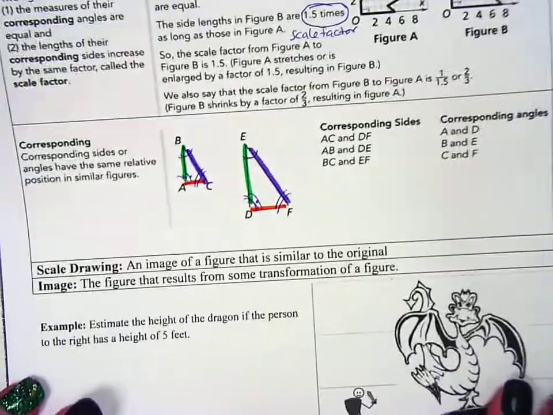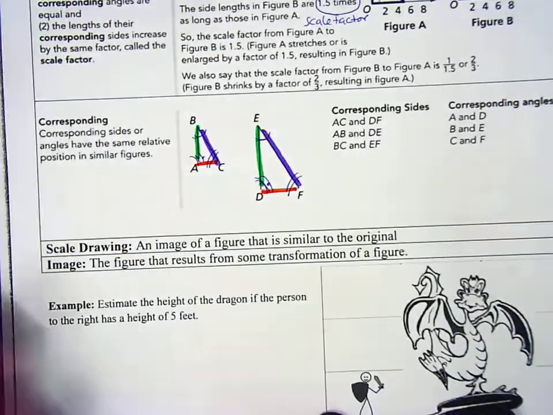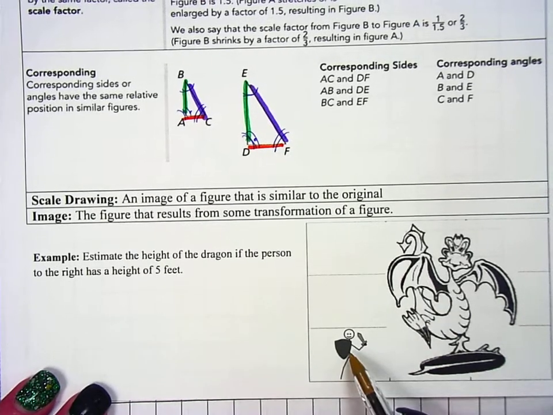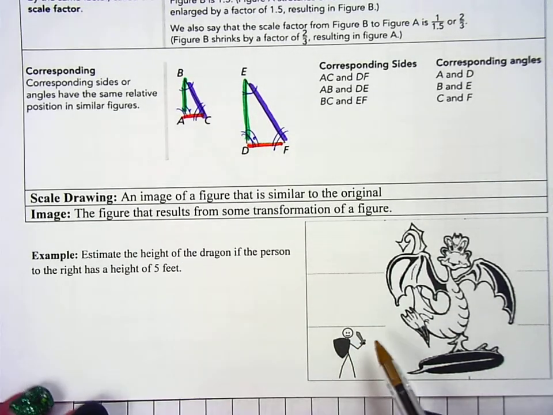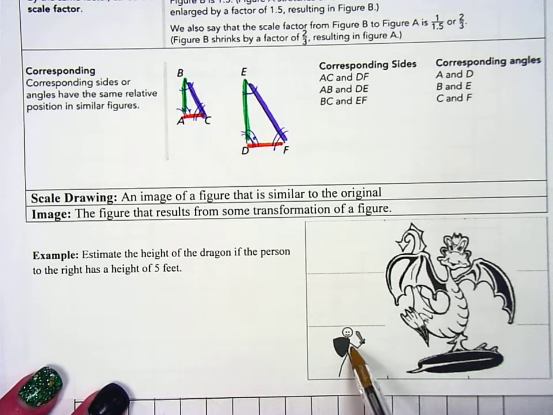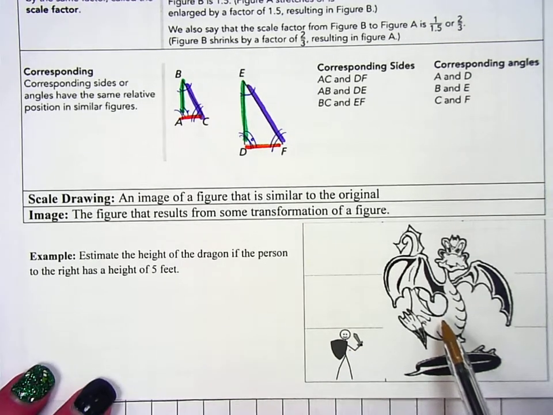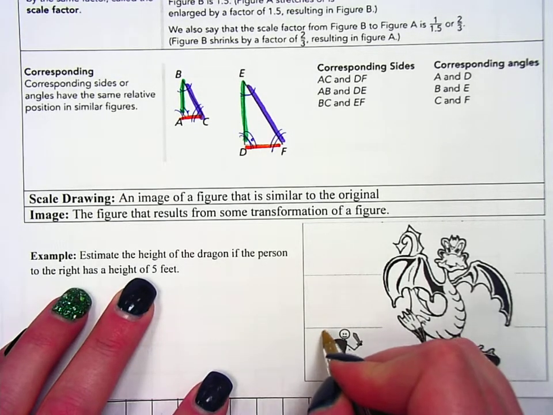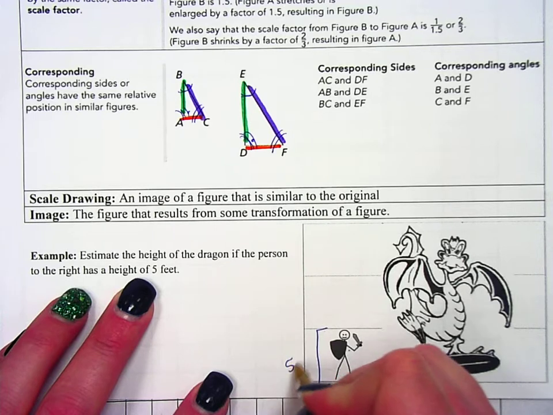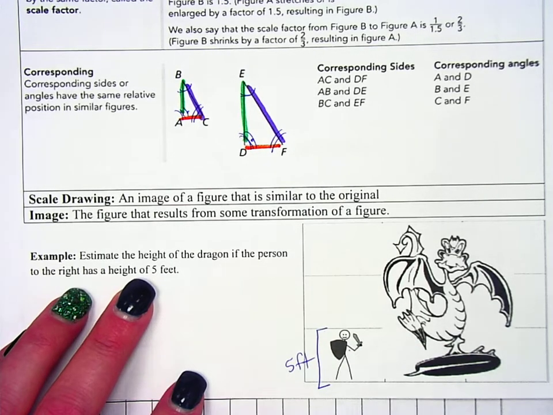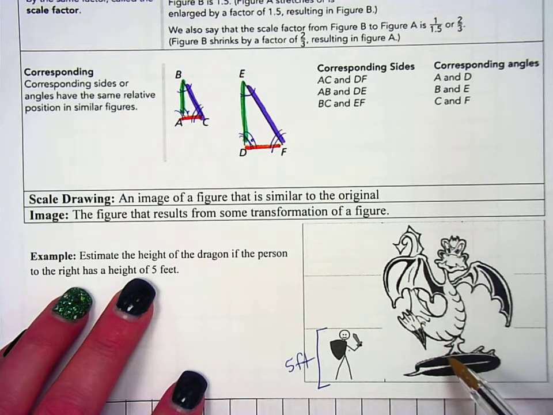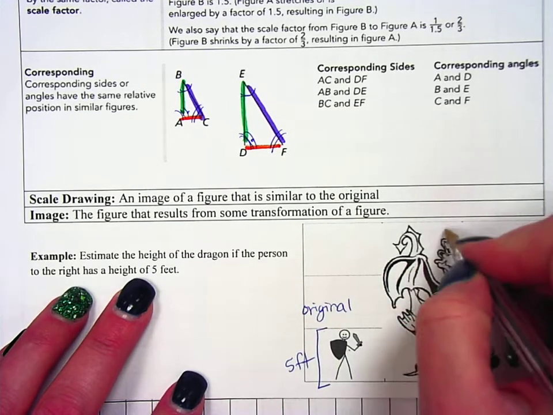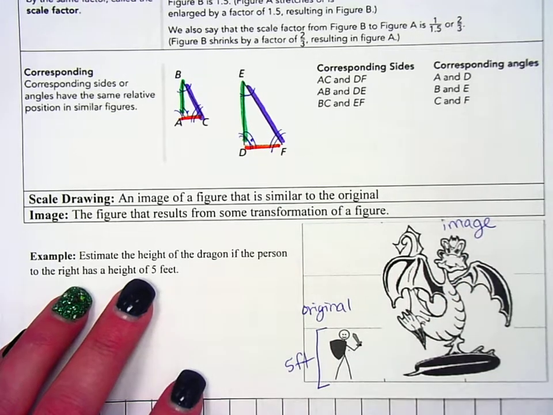The last thing we're going to look at today is after I apply my scale factor. Here's my scale drawing. The original one is right here. This is the image that results. So in my picture, if my original man is 5 feet tall, I'm going to go ahead and label him here. So this distance is 5 feet. His height should correspond to the height of the dragon. So this was my original, and this is my image, my new shape.